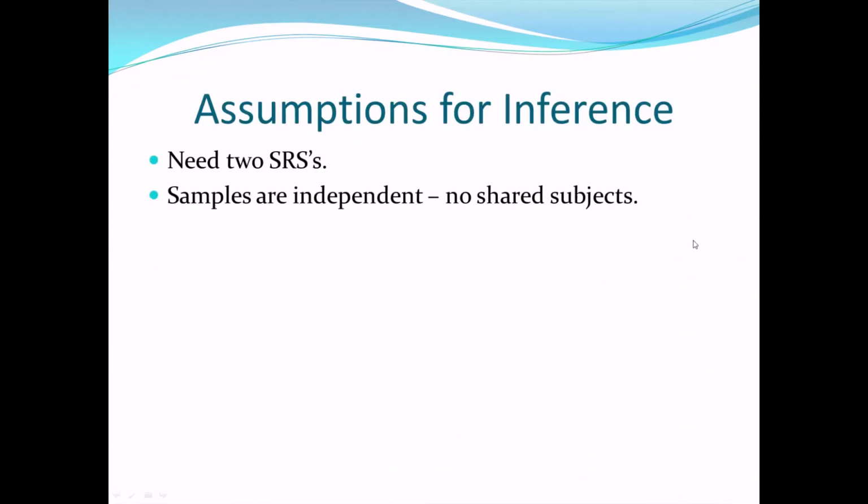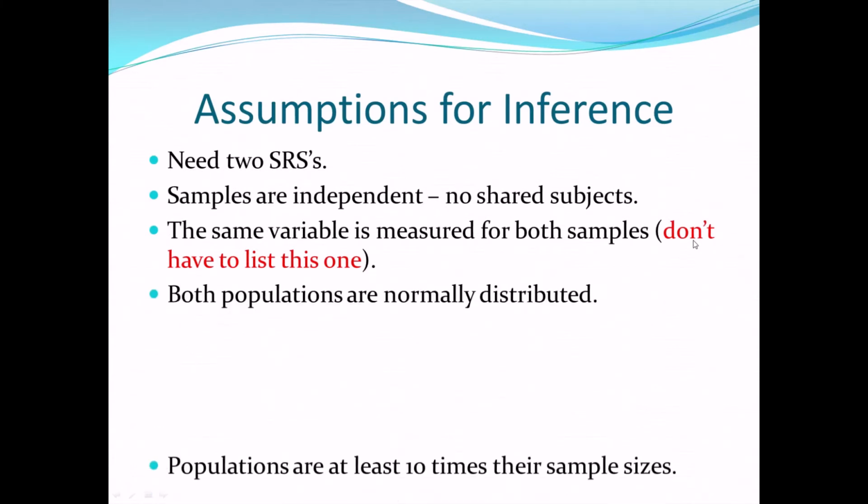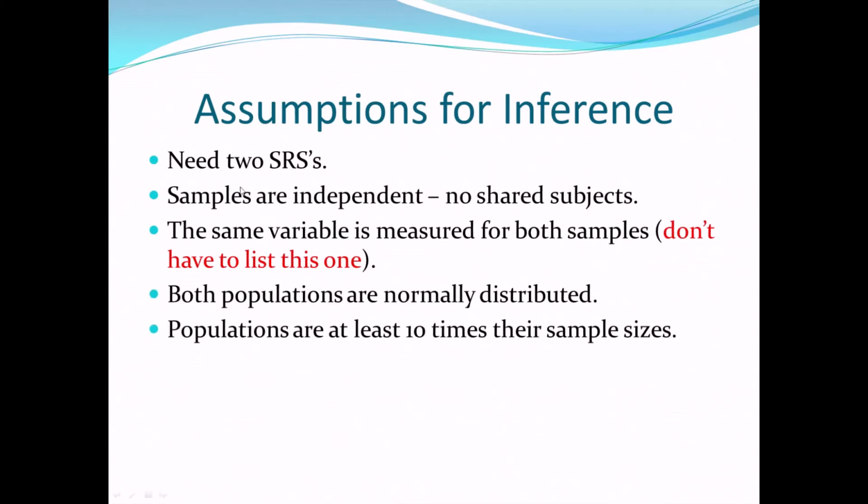All right, the assumptions are pretty much the same. You need two simple random samples because you have two populations that we're going to sample from. The samples have to be independent, no shared subjects. Now the third one you don't have to list. The same variable is measured for both samples. Duh, of course they are. You couldn't do inference if they were different variables, so don't list that one.